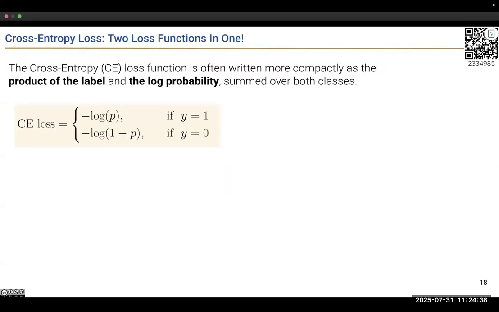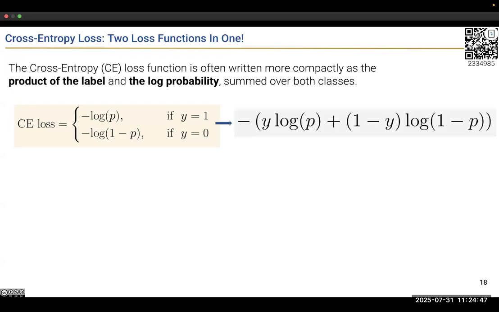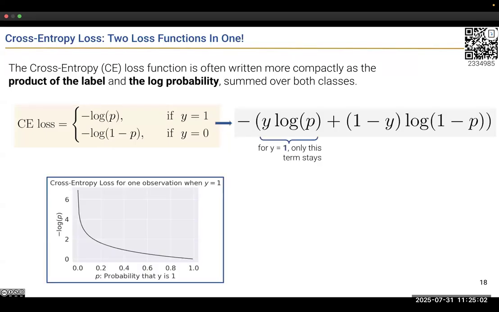And oftentimes you will see the cross entropy loss written not in this piecewise function form, but rather in this format. It's identical to the format on the left. These define exactly the same function, right? Why is that? Well, think about it. If y is equal to 1, then the whole second term on the right disappears, because 1 minus 1 is 0.